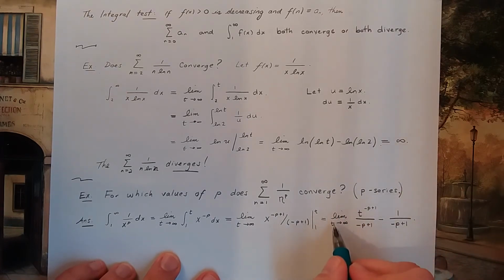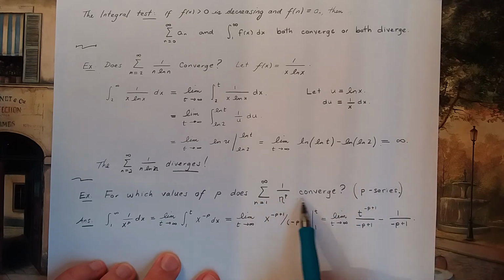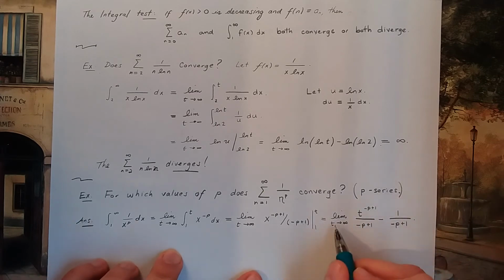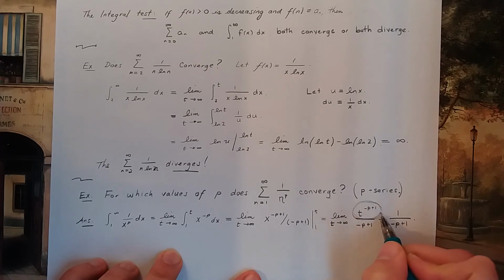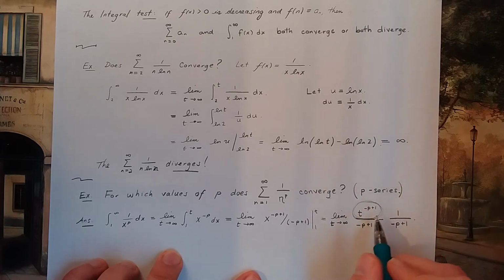I want this limit to actually be a finite number. I want this limit to actually be a number so that the sum will converge. That means, since I'm taking the limit as t goes to infinity, I want this circled term to not have limit infinity. I want this term to have limit 0. I want this term to not be there, so I get a finite number.